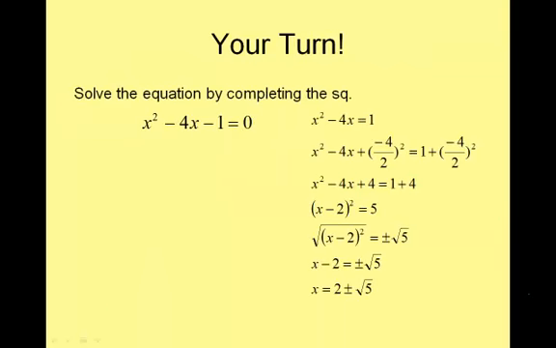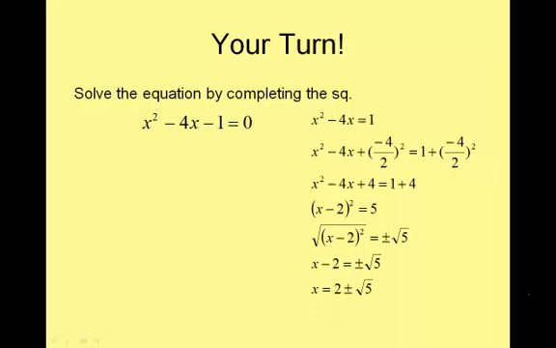Let's look at another example. x squared minus 4x minus 1 equals 0. Notice the leading coefficient here again is 1, so we can go ahead and get started. Take the constant to the other side, so x squared minus 4x equals 1. b here is negative 4, so we want to add negative 4 over 2 whole squared to both sides. So negative 4 over 2 squared on the left, negative 4 over 2 squared on the right, which is really negative 2 squared, which is 4.